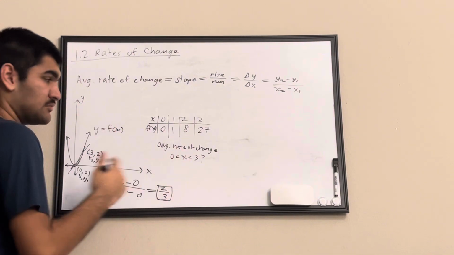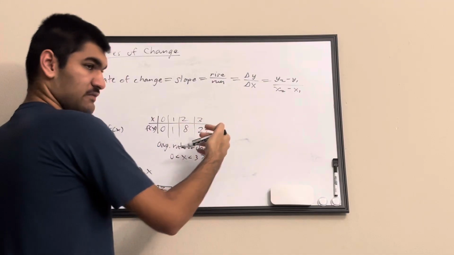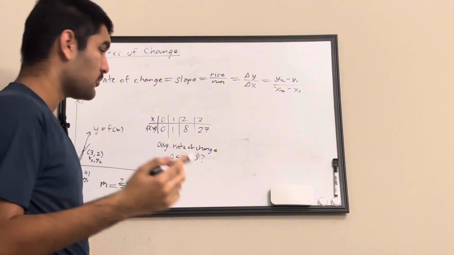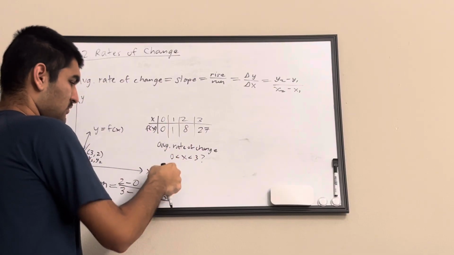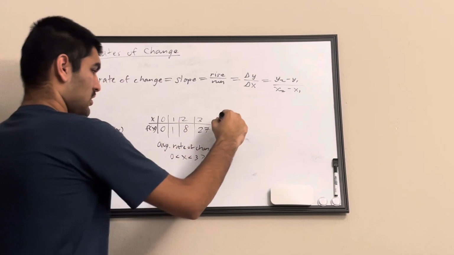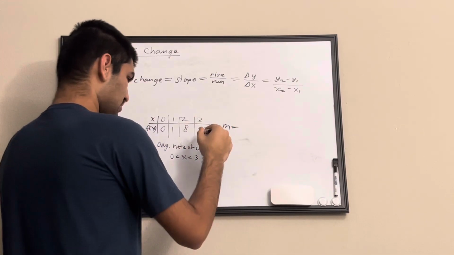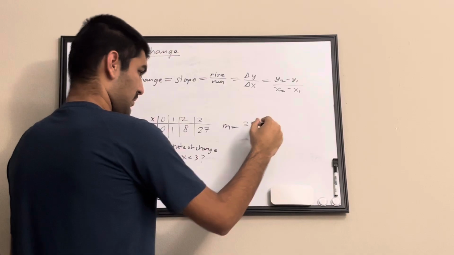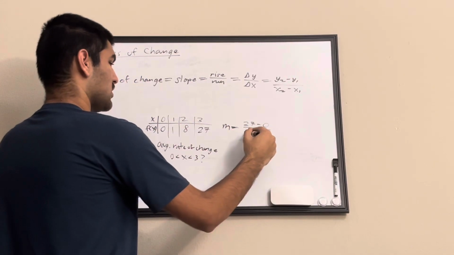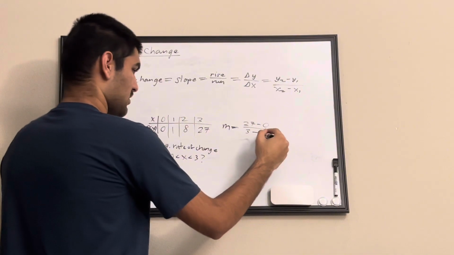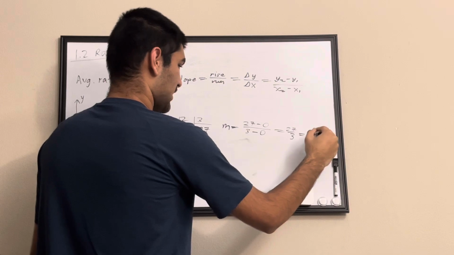So how do you do this? Same concept really. The point 3, 27 would be your x2, y2 point, and then the point 0, 0 would be your x1, y1 point, because that's the start of the interval and that's the end of the interval. So the average rate of change, or the slope, is just y2, which is 27, minus y1, which is 0, over x2, which is 3, minus x1, which is also 0. And you get 27 over 3, which is 9.